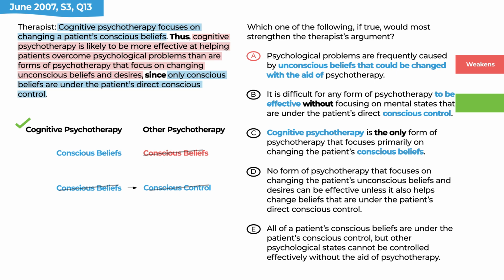But whether or not there are other types that focus on changing conscious beliefs does not matter, because the argument's conclusion is a comparison between a type of psychotherapy that focuses on conscious beliefs, namely cognitive psychotherapy, and other types of psychotherapy that focus on changing unconscious beliefs. And whether there are other types of psychotherapy out there does not matter to this particular comparison between cognitive psychotherapy and psychotherapy that focuses on unconscious beliefs. So answer choice C is essentially a relationship that limits the types of psychotherapy that focus on conscious beliefs to just cognitive psychotherapy, and that relationship is simply irrelevant to the argument. We don't care about whether there are other types out there. So let's get rid of C.